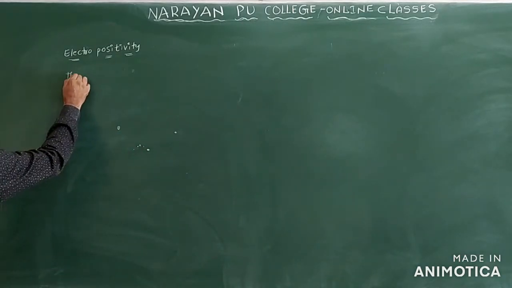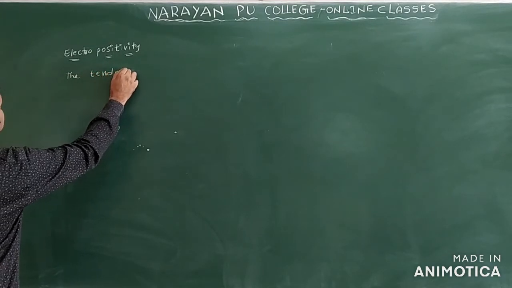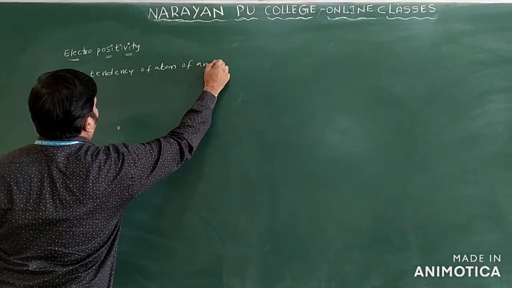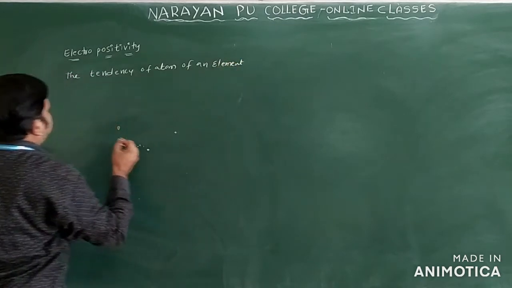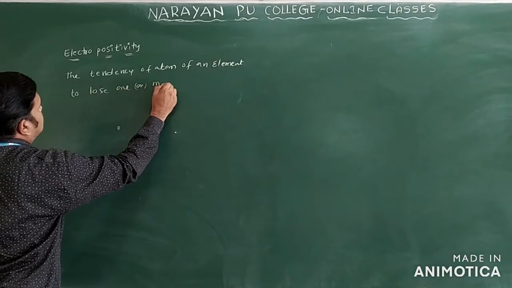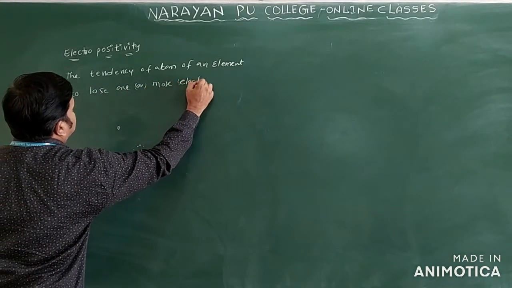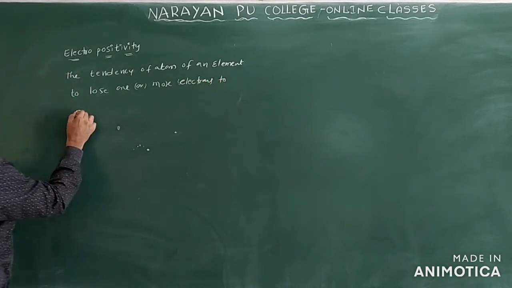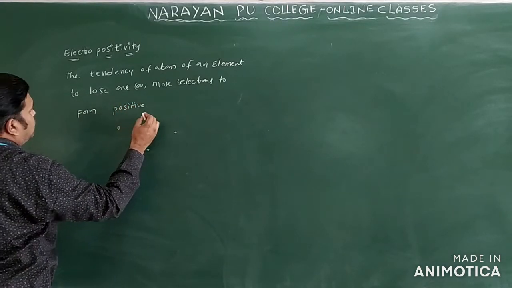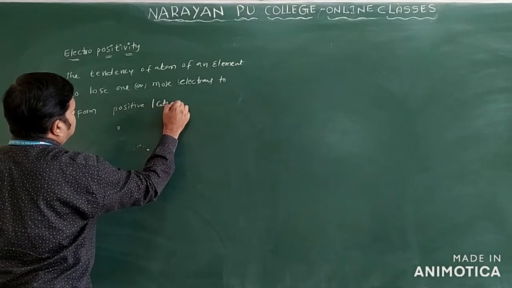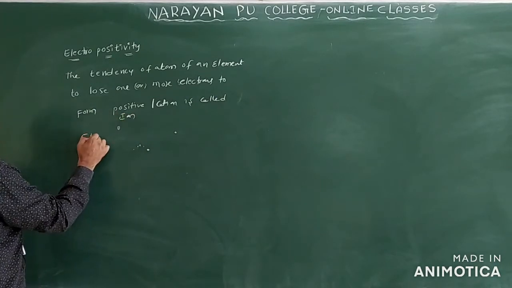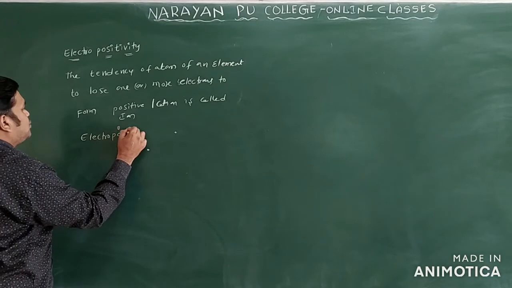The tendency of an atom of an element to lose one or more electrons to form a positive ion, or cation, is called electropositivity.